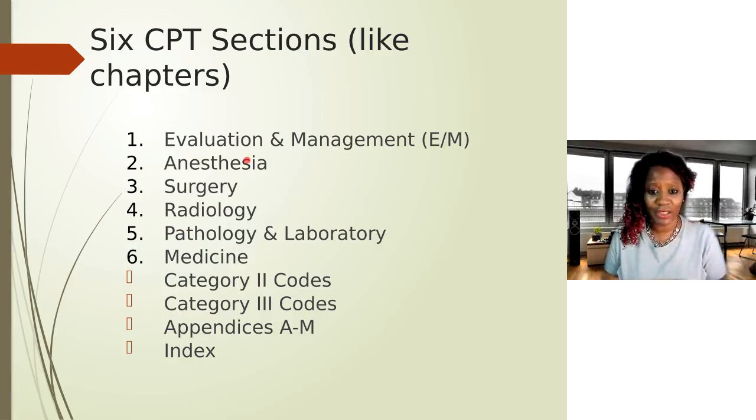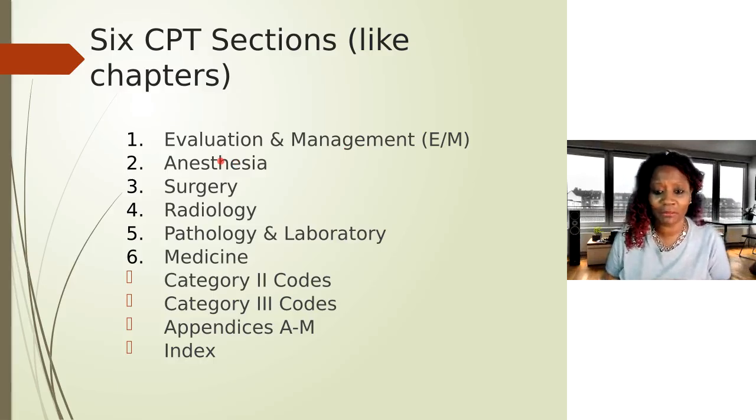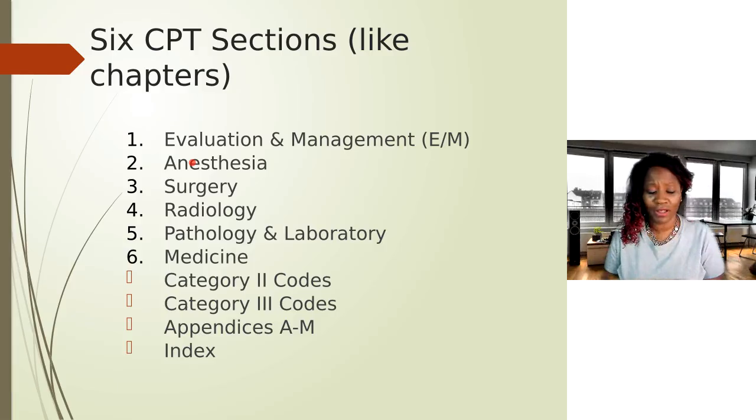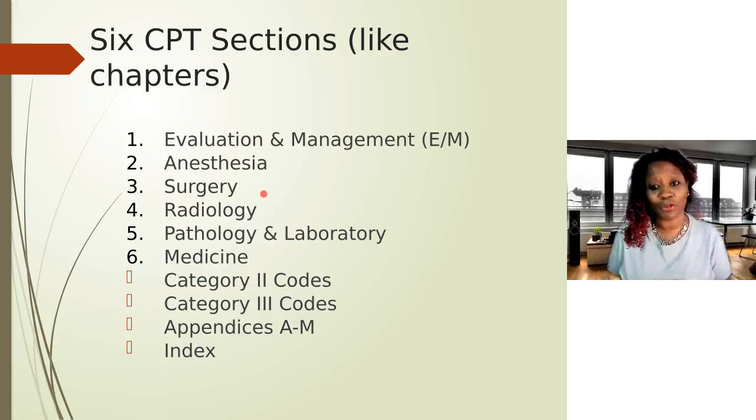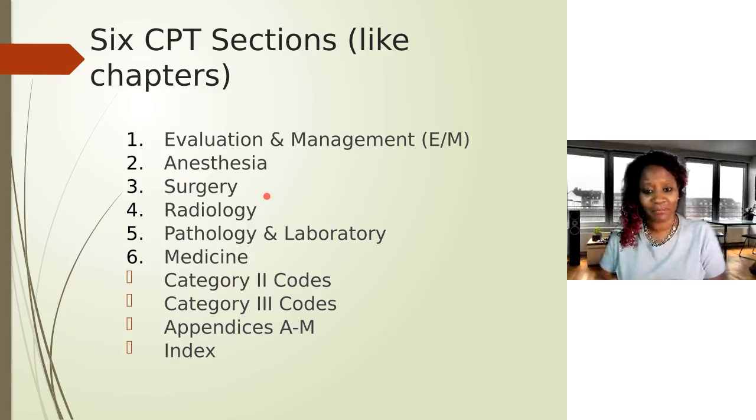Next, you have anesthesia. So all of your codes that are used by the anesthesiologist are going to be in this section, and this is mainly going to be for whenever a patient is getting a surgery. They're normally going to be receiving anesthesia, and those codes are normally going to begin with 1. So the next section you're going to have is the surgery section. So this is going to be, of course, any type of surgical procedures that the patient may have.